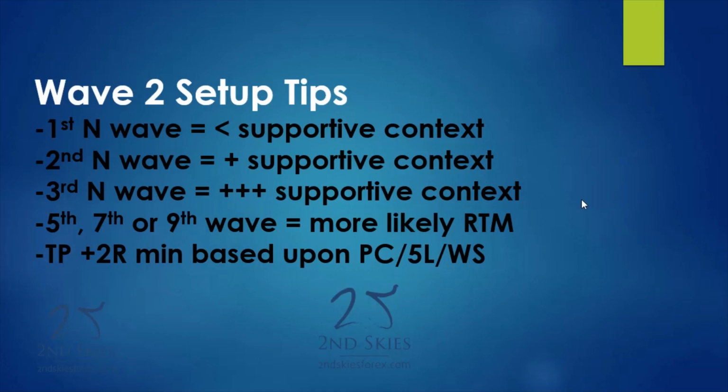The further we get into the wave structure, the greater the probability we're going to have an RTM, which is reversion to the mean. And that's just basic price action theory. It's also just basic probabilities. Currencies as a whole are more often going to revert to the mean. The longer the trend goes on, the greater that probability increases.